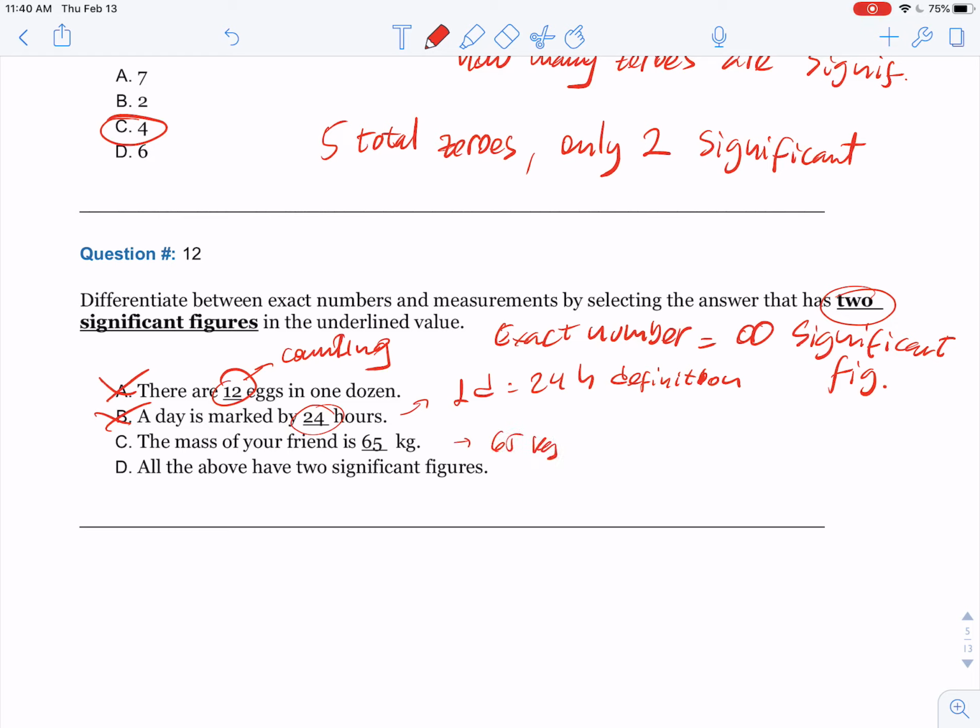So how do you know that? Because you measured it, and there is some uncertainty there. So if you report 65, you're not caring about everything else after the 5. So this is actually the number that has 2 significant figures.